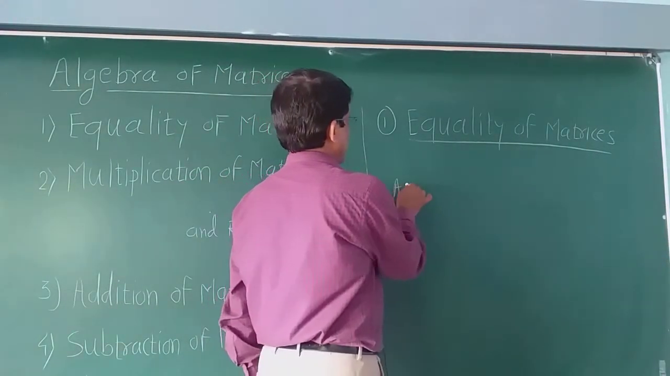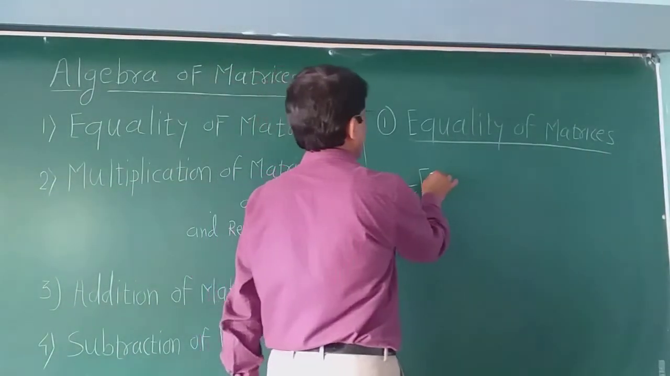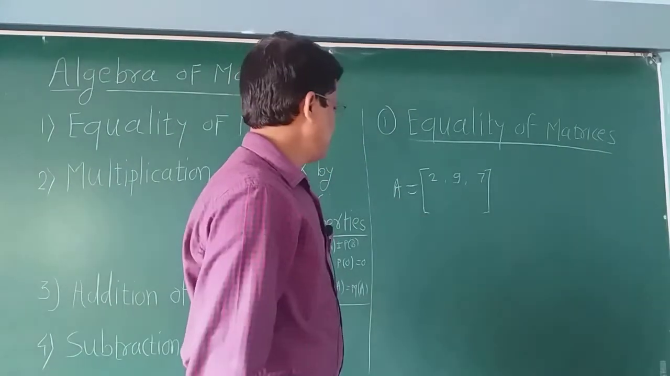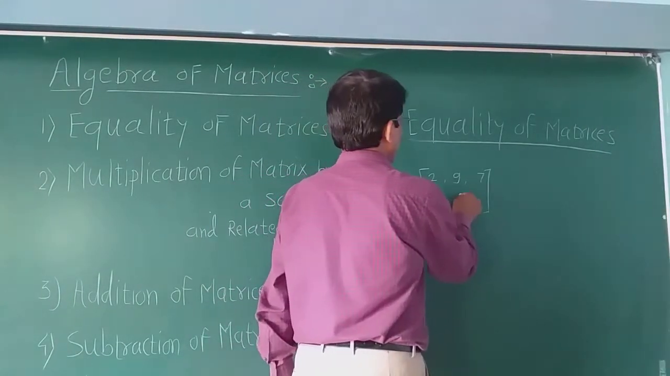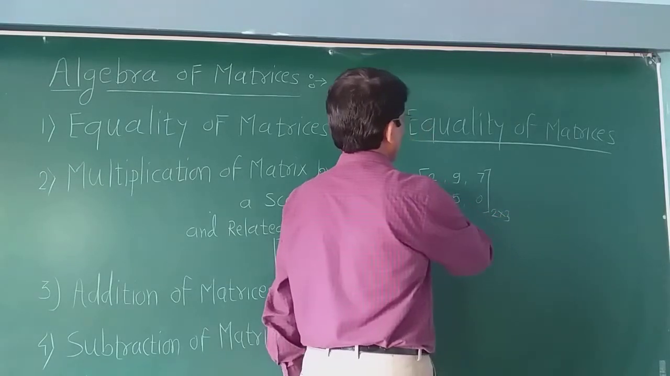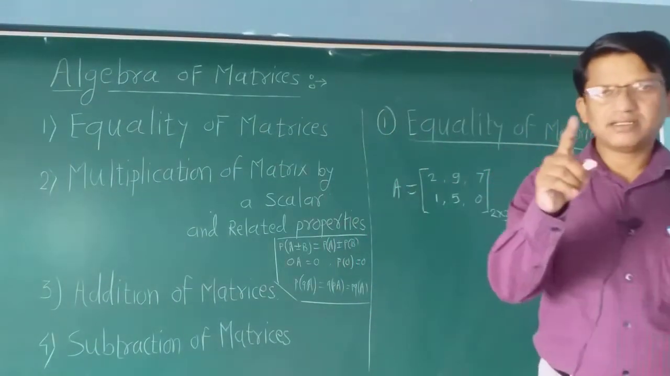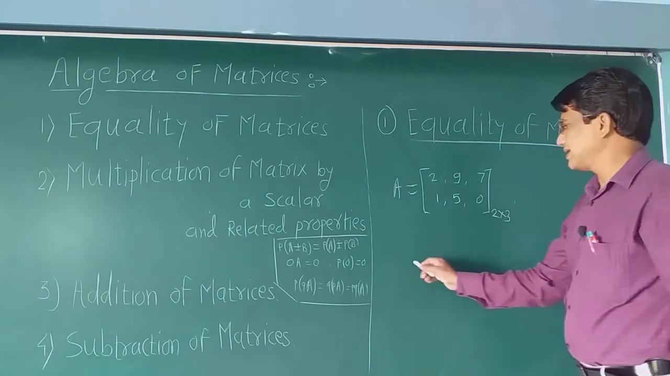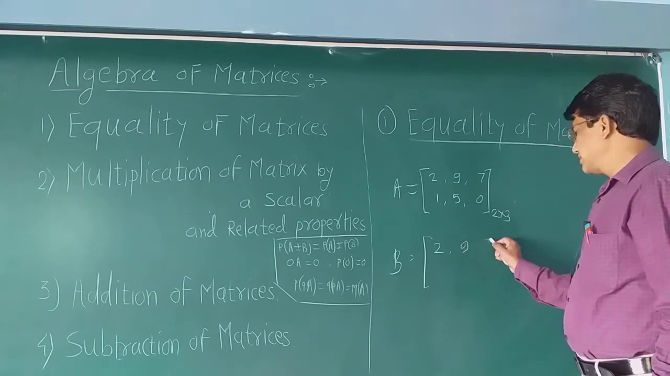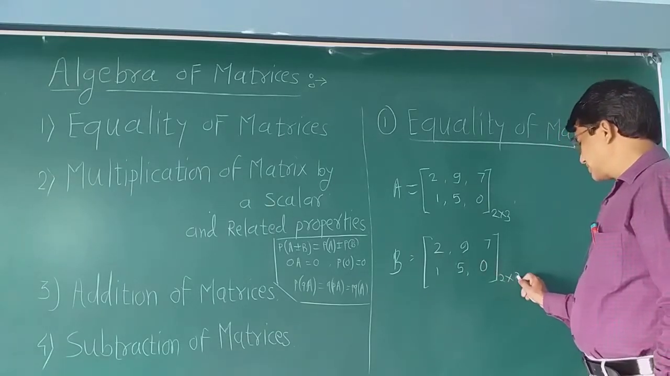Suppose a matrix is given. Suppose in a matrix A the numbers are 2, 9, 7 in the first row. Here 1, 5, 0. Order is 2 by 3 because 2 rows and columns are 3. Let us take another matrix, matrix B. What is matrix B? Here again same numbers 2, 9, 7, 1, 5, 0. Order is 2 by 3.